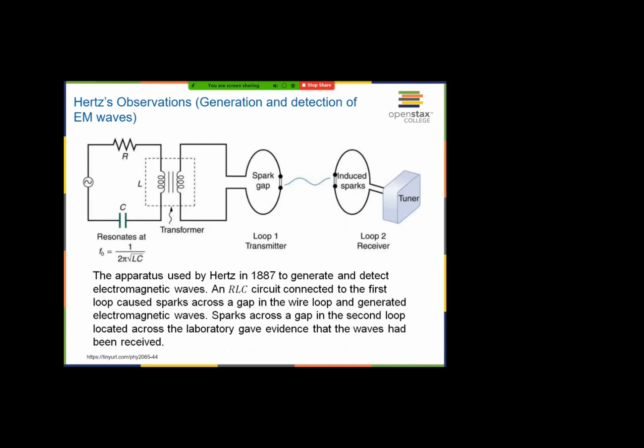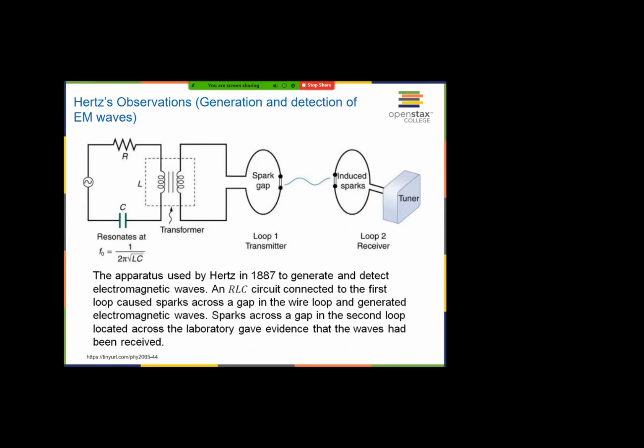It was first observed by Hertz when he experimentally determined that you can actually generate and receive EM waves. To generate an EM wave, you use an AC power supply. Over here, you have an RLC circuit, and this is what you have for the coils here as part of the transformer.